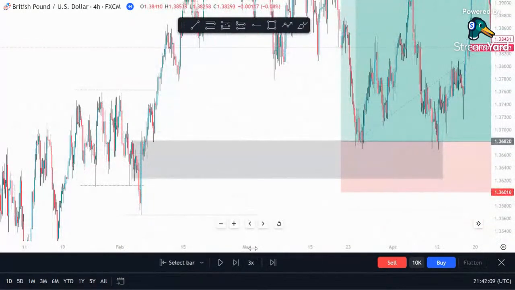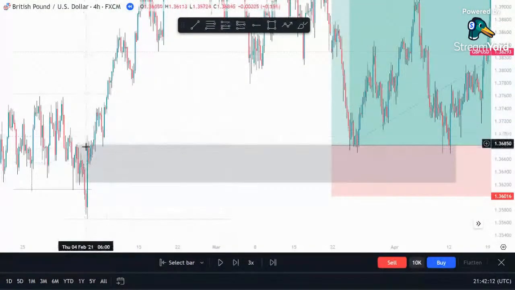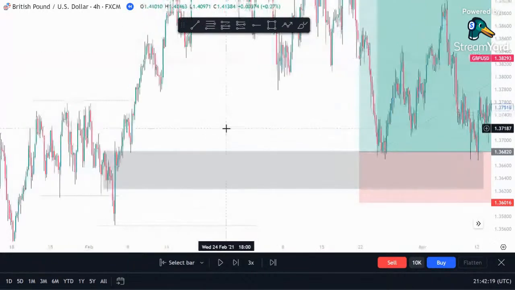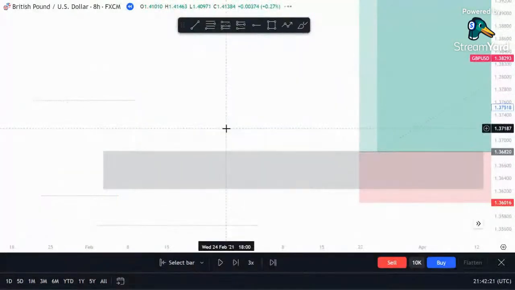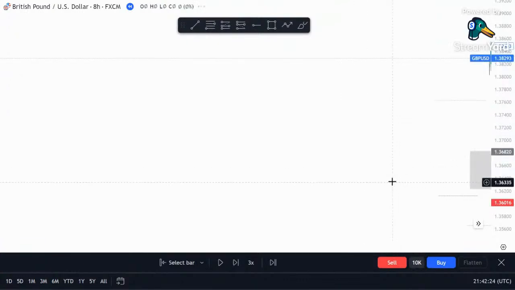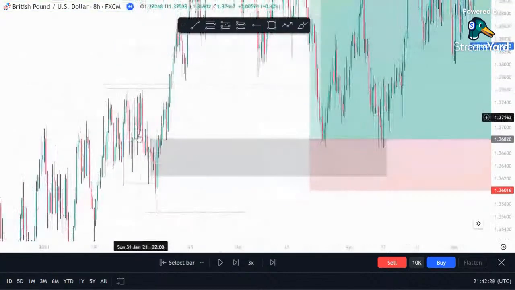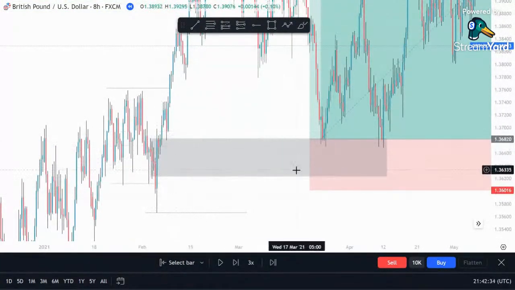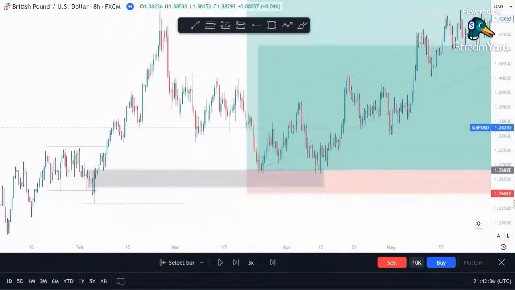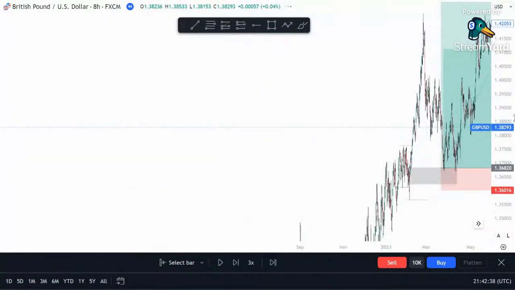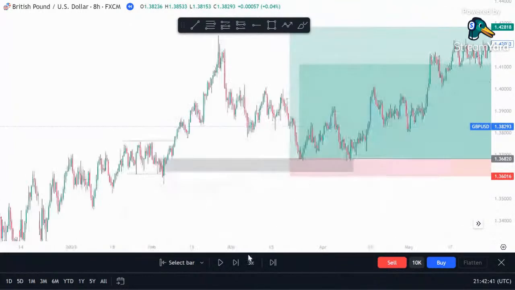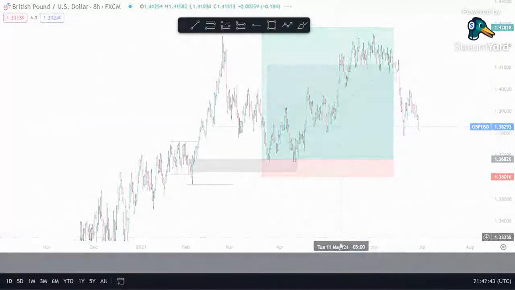Sometimes price action can be like this. See now everything is closed, filled. Okay, let's see the 8 hour time frame. There's not even a fair value gap. Sometimes price is just like that. But if it's the breaker block, I think it will definitely hold. The breaker block will definitely hold.